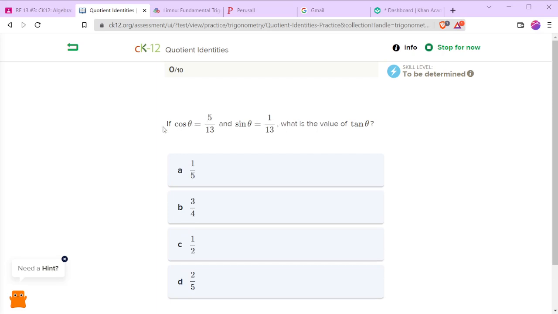Alright, so if cosine theta is 5 over 13 and sine theta is 1 over 13, interesting, sine theta should be 12 over 13 to make this work. Cosine squared plus sine squared has to equal 1, and here it doesn't. But anyway, tan is sine over cos, so that would be 1 over 5.